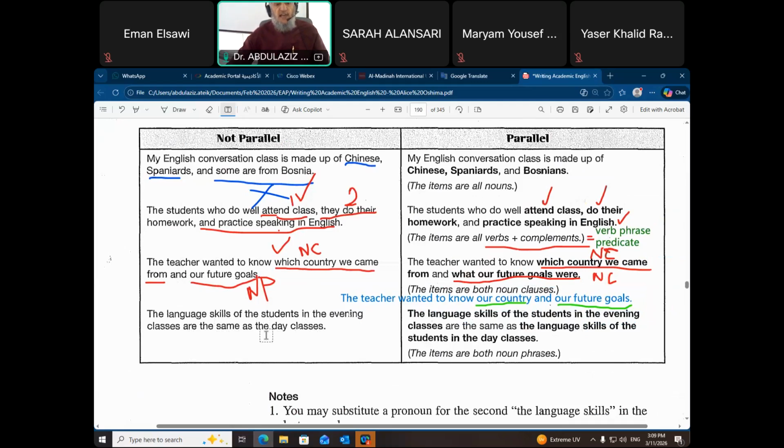Look, if you say it like this, you are using here language skills of the students in the evening classes. This one should also be the same thing: the language skills of the students in the day classes. So this will become a long noun phrase and a long noun phrase. Okay, because this is a noun phrase. See how many words?